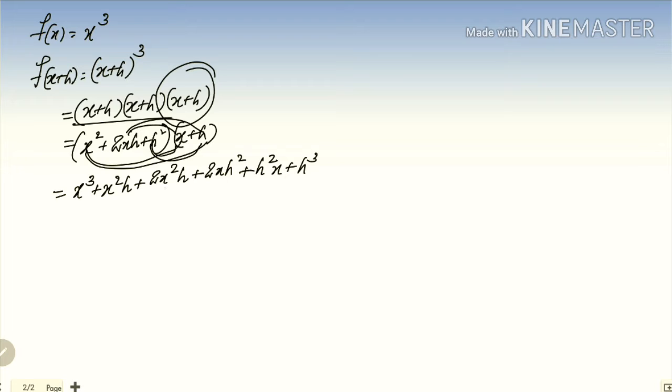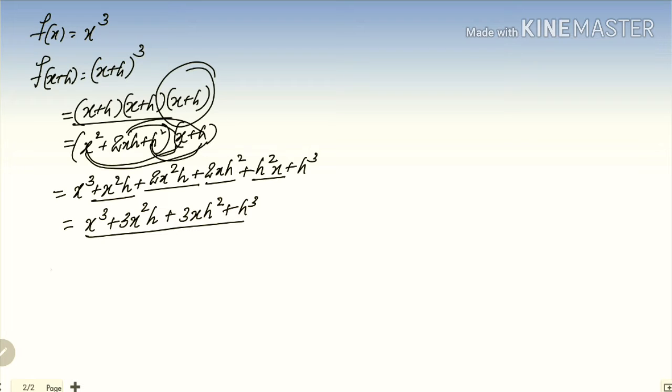We can simplify it: x cube plus x square h and 2x square h, like terms, is going to be 3x square h, then xh square and xh square, again like terms, that is 3xh square, then the last one is h cube. So this is the final product of f of x plus h.